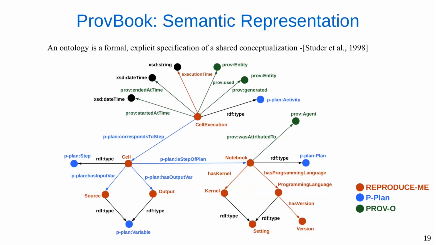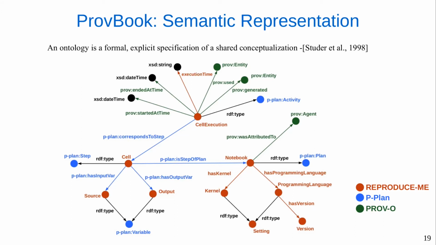We have already heard about ontologies in the previous talk. Here we also aim to semantically represent the provenance information for the script execution. We use semantic web and ontologies for representing the notebook and its provenance. An ontology is a formal, explicit specification of a shared conceptualization. Using ontologies, we aim to make the computational experiment understandable along with its context.